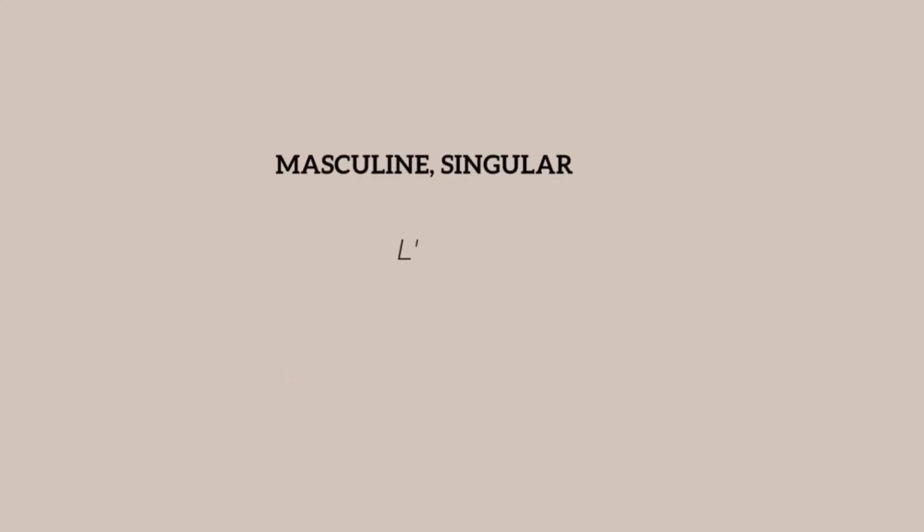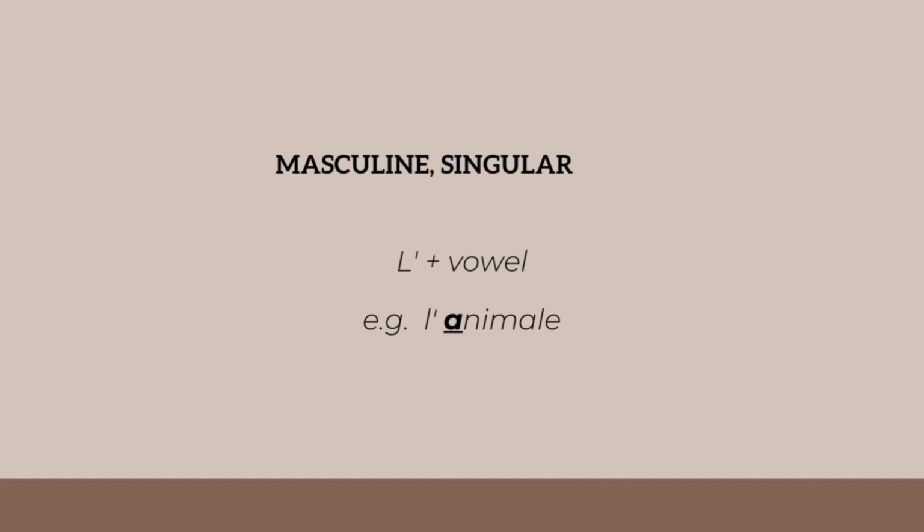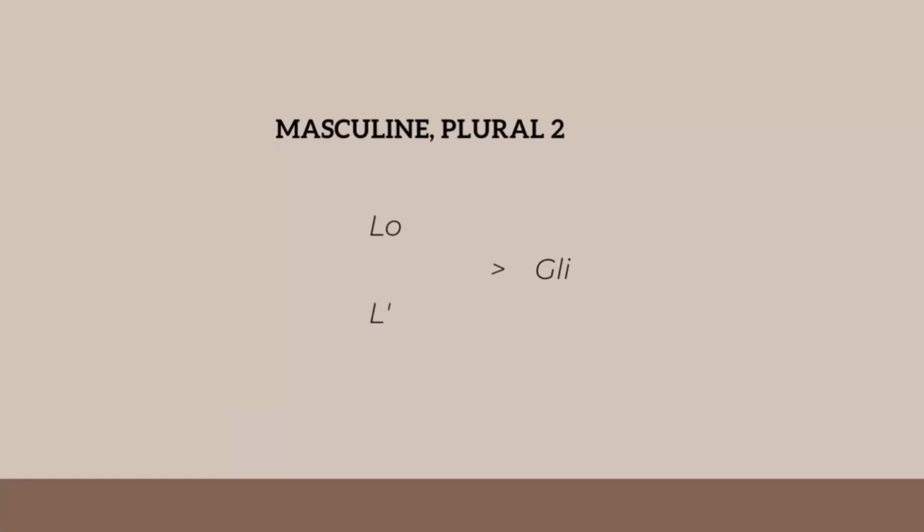And l apostrophe actually introduces words that start in vowel. Because too many vowels too close don't sound very good in Italian. To give you an example, we could say l'animale, the animal. And both lo and l apostrophe at the plural form become gli. So we'll have gli spazi, gli gnomi, gli zaini, gli animali. The same rules are valid for the feminine form of the articles.